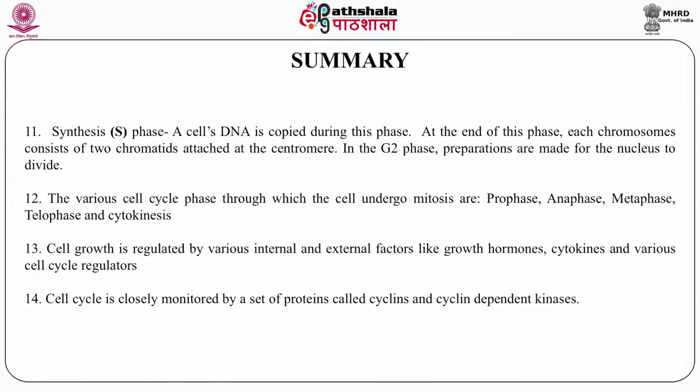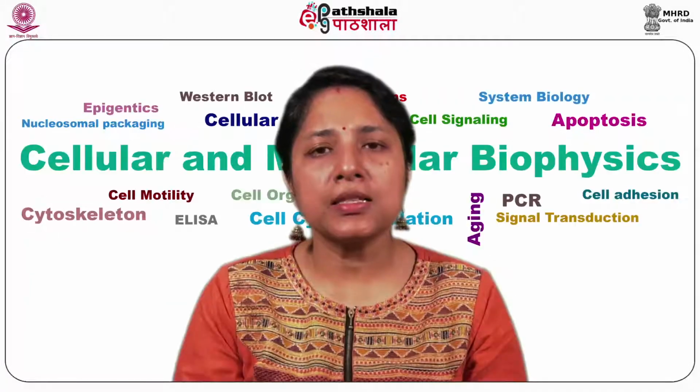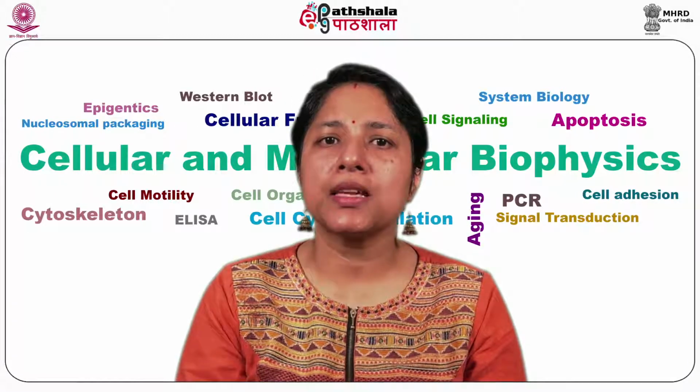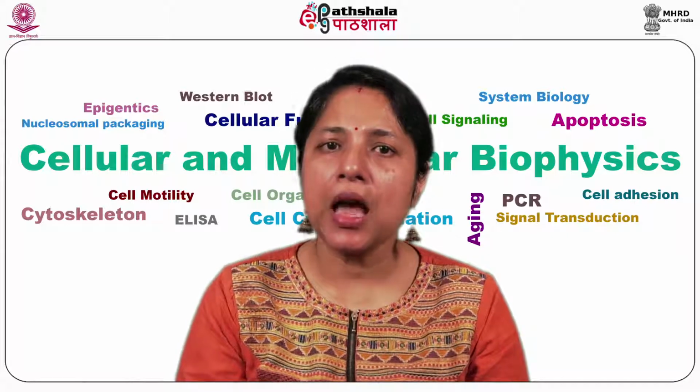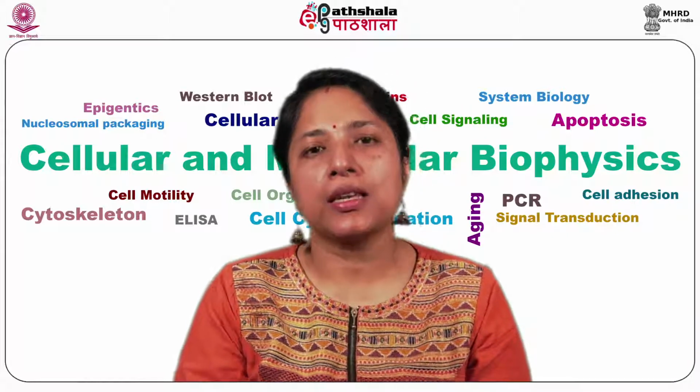Number 13. Cell growth is regulated by various factors, as we discussed, internal and external factors. The cell cycle is closely monitored by a set of proteins called cyclins and cyclin-dependent kinases.